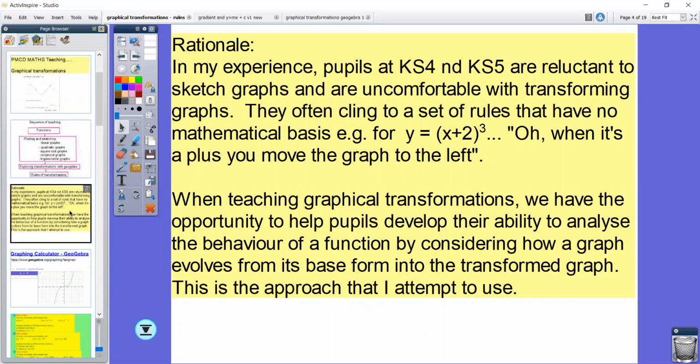I probably fell into that trap of teaching it that way when I first started teaching, many years ago. Let's give them a set of rules as long as they can do it. But as time's gone by, and when you're teaching A-level for a long period of time, you want students to have the ability to analyse a function. It becomes very useful at high level work.